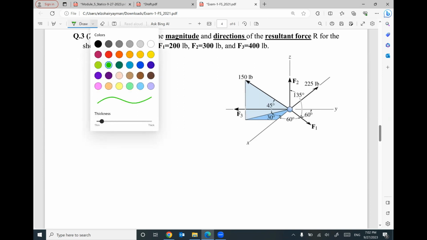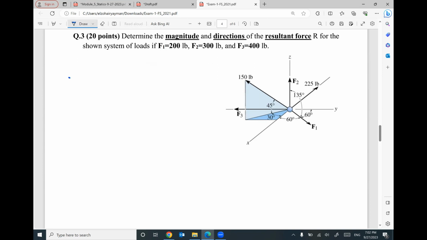We are looking in this problem for the resultant force and its direction for the given forces in 3D. We are given X, we are given Y, we are given Z. So it's 3D. That means I need to break each force into 3 components to find the X, Y, and Z component, then add them together.